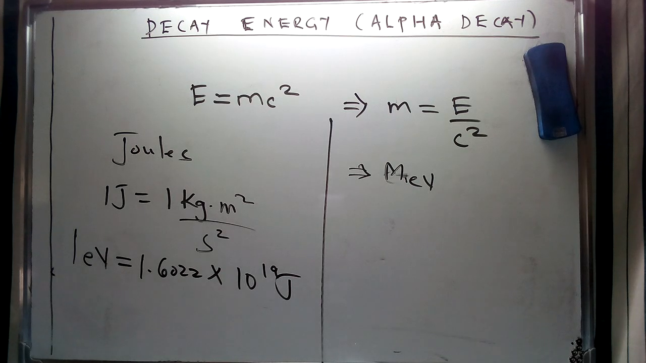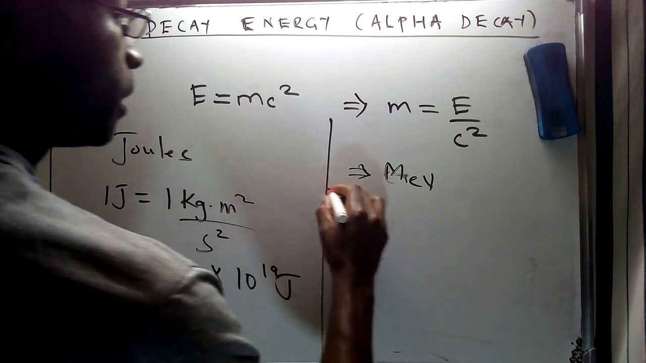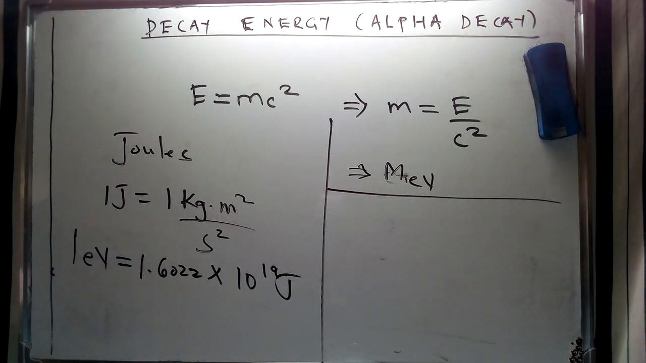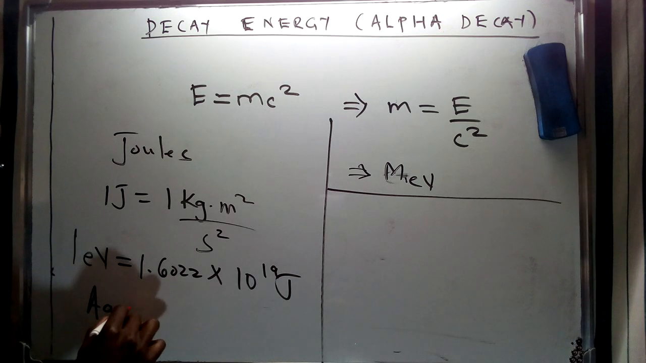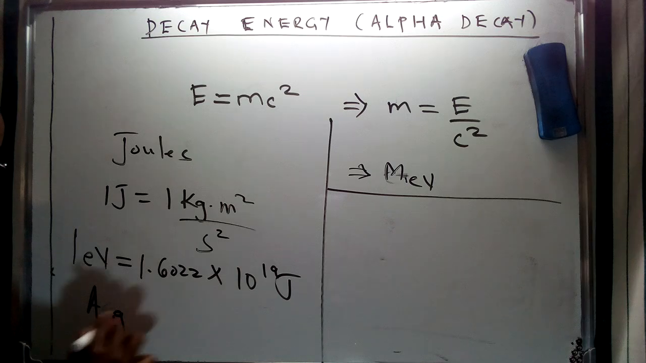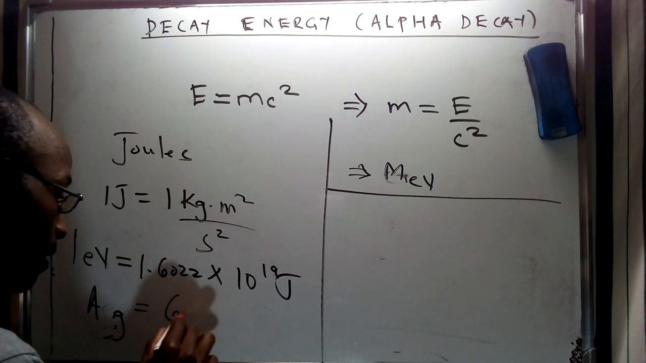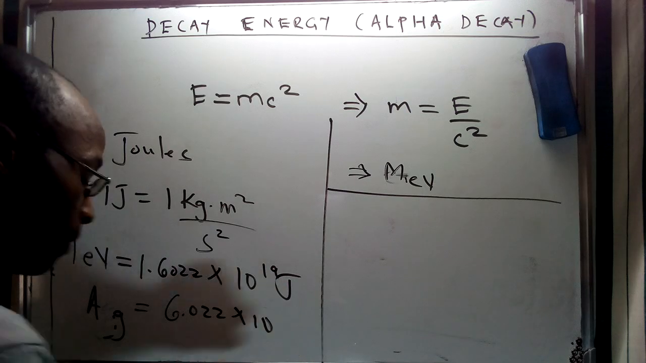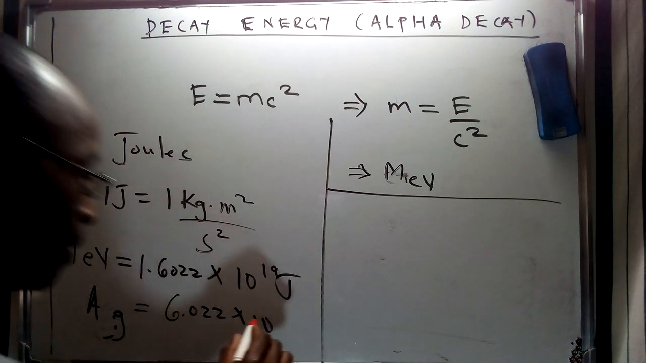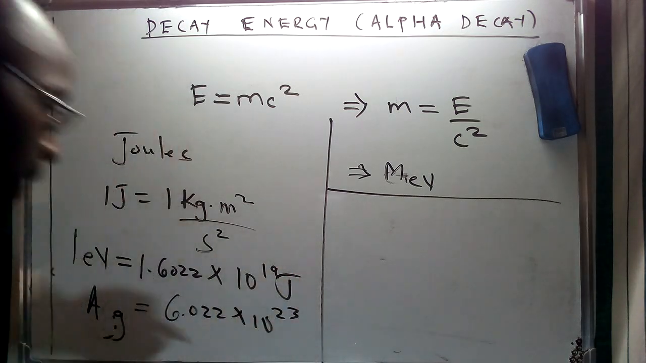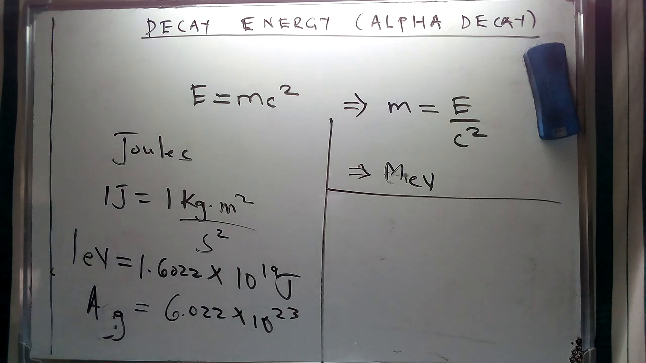As well, there's going to be involvement of the molar concept, whereby we involve Avogadro's number, which can be given as A. We have said that Avogadro's number, from our discussion of the mole concept, is equivalent to 6.022 times 10 to the power of 23 particles.